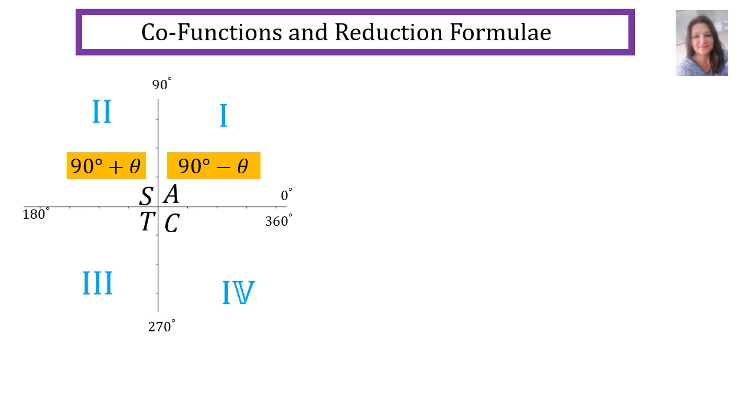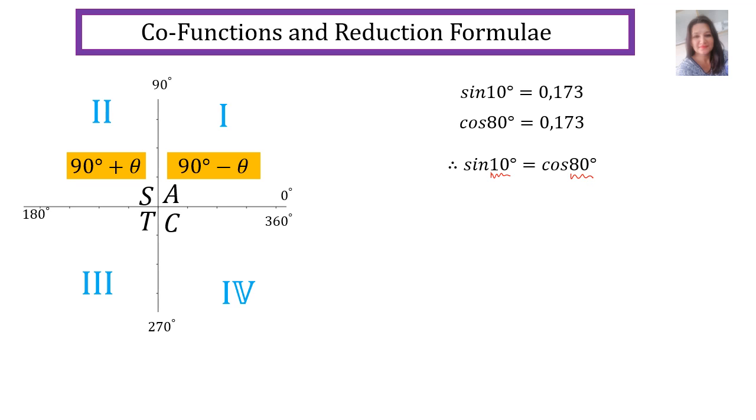Cofunctions and reduction formula. Now let me explain cofunctions first. When I give you sin 10, then the answer is 0,173. And if I give you cos 80, the answer is also 0,173. So therefore you can say that sin 10 is equal to cos 80 degrees. We call them the cofunctions. And please note it's usually this angle and that angle. When they add up to 90 degrees and one is sin and the other cos, then it's cofunctions.